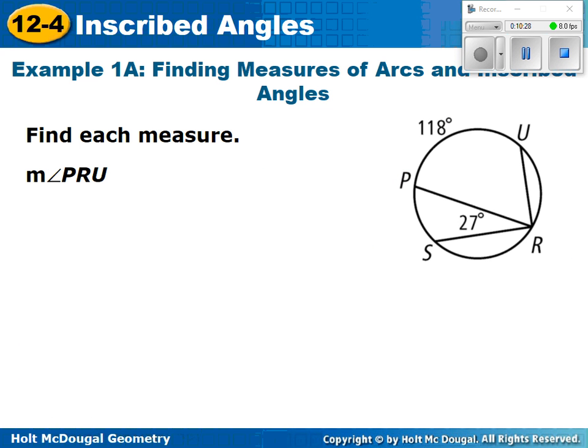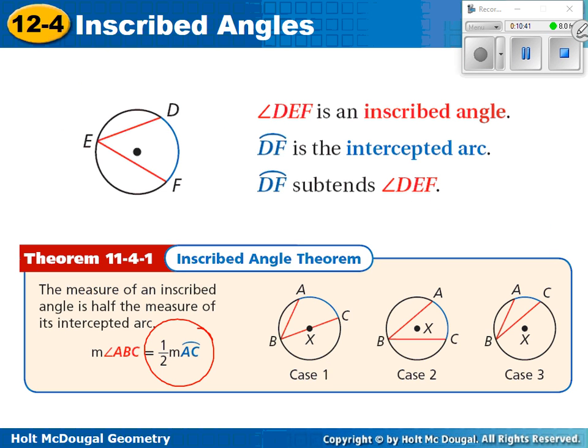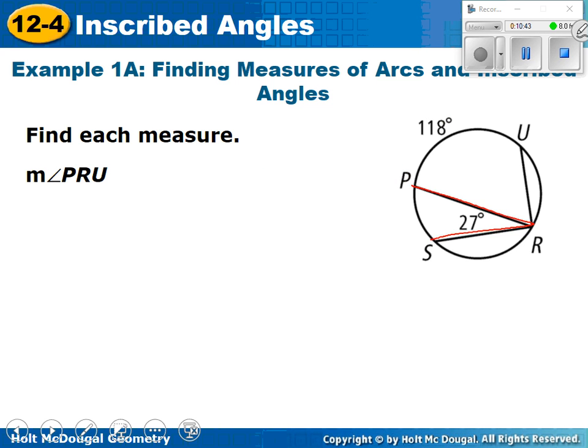Okay, so this first example, what do they want us to find the measure of? Angle PRU. So going back to chapter 1, angle from P to R, not S. PRU. So we're looking for this angle right here, right?